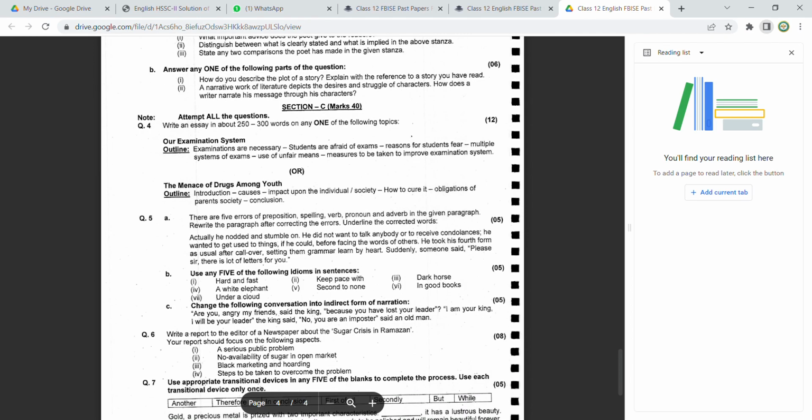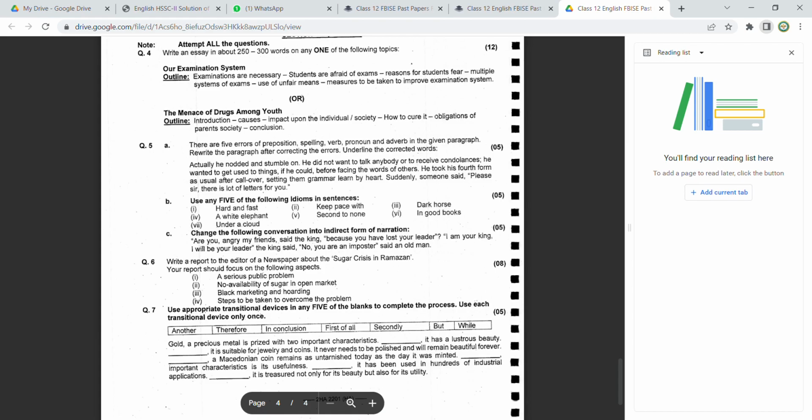Section C starts here with question number 4, an essay writing question based on self-writing. You are given 2 topics with outlines. What you have to do is pick an outline and write 1 paragraph for each outline, and do not forget to put the conclusion at the end of the essay. This essay contains 12 marks and should be at least 250 to 300 words. Now comes question number 5.